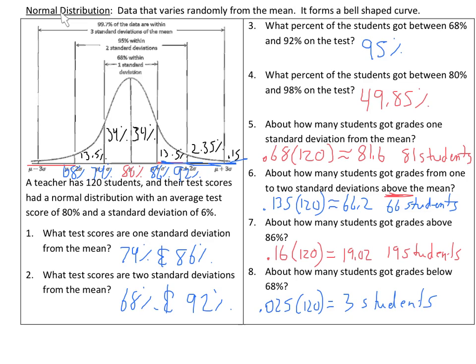This is all based upon a normal distribution. No data is actually perfectly normal, really. Normal is just a trend that looks like this bell-shaped curve. It's data that varies randomly from the mean. 68% is here, 95% is from here to here, and 99.7% is from here to here. Almost 100% is within the 3 standard deviations. You just might have some outliers out here.